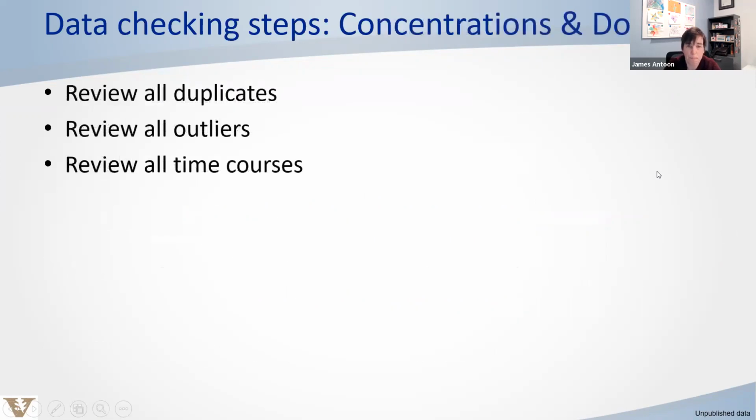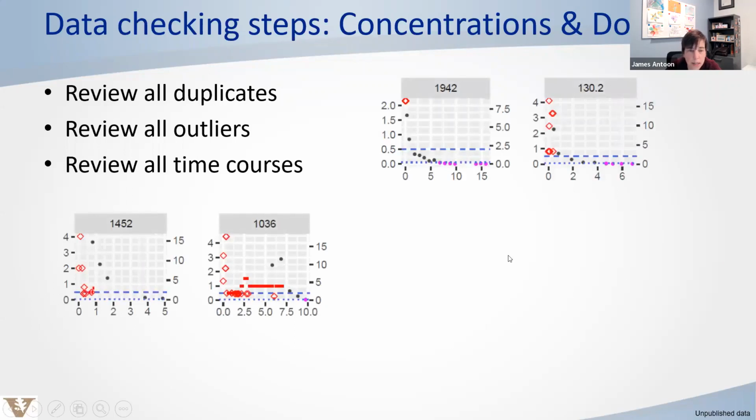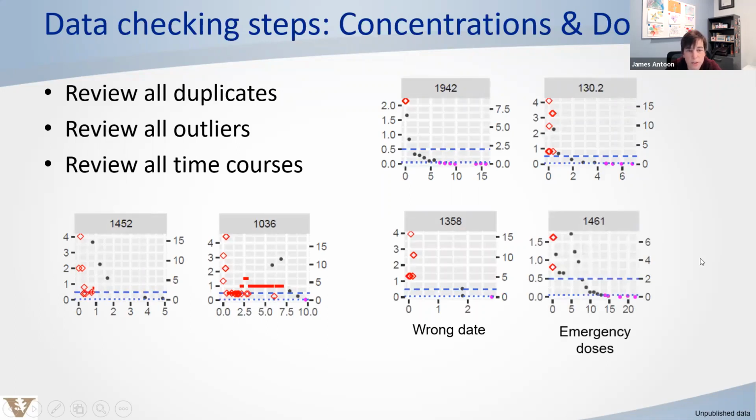Next slide. We also went through all the duplicates, all the outliers, and we went through every single time course. Sarah, go ahead and click through the animations on this slide. In that lower left corner, patients 1452 and 1036 show you what we looked at. Diamonds are fentanyl doses, the bars in red are infusions, and the dots are the fentanyl concentrations. The ones at the top right, 1942 and 1302, are very typical of what we saw, where people had fentanyl doses and then high concentrations that came down over time.